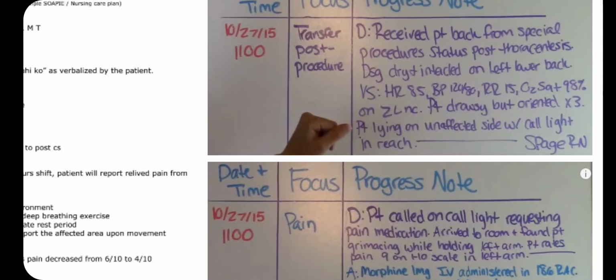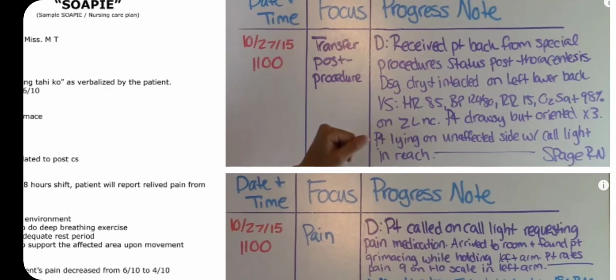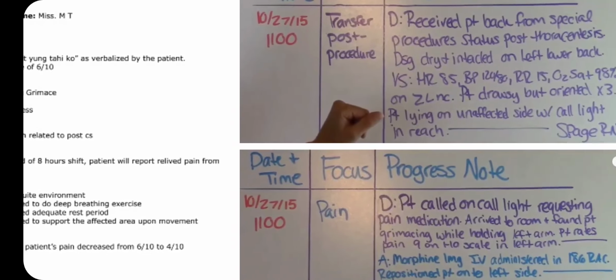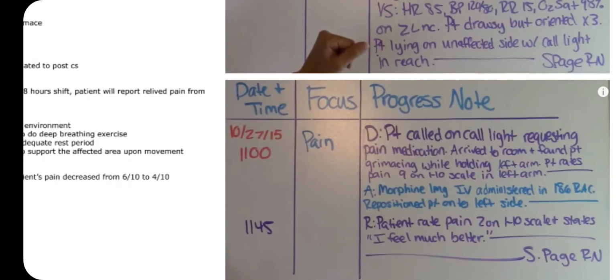So, ito naman yung ating FDAR or ang progress note. So, we have here the focus or the transfer. Example, transfer post procedure. Okay, the data, received patient back from special procedure, status post thoracentesis, dressing dry and intact in left lower back. Vital signs, HR, ganito, ganyan. And then, patient drowsy but oriented, yan siya. So, ayan yung data niya, no? So, yung action, hindi niya masyadong nilagay. But, sample lang, another.